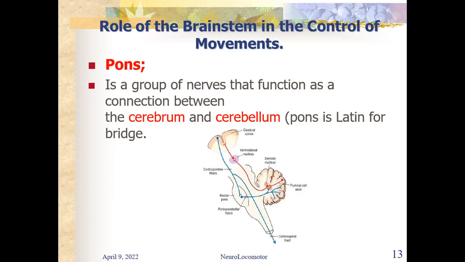Okay, so when you look at the pons, we are done with the midbrain now. The pons is a group of nerves that function as a connection between the cerebrum and the cerebellum. You can see the pons is here. It functions as a bridge that connects different fibers from the cerebellum to the cerebral cortex. And as well as from the cerebral cortex, the descending tracts pass down through the radionucleus, and they project into the cerebellum.